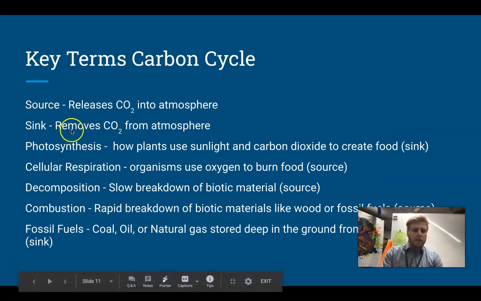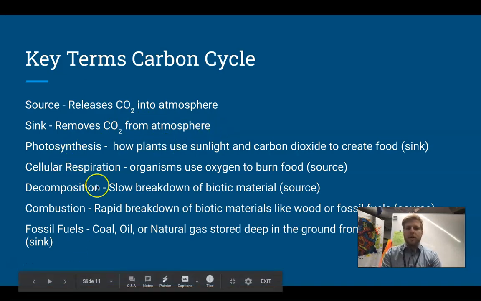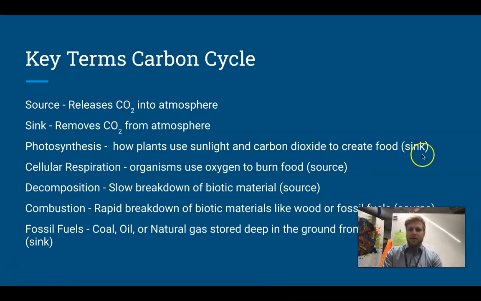So some key terms, as I mentioned before, a source is something that releases CO2 into the atmosphere in general. A sink is something that removes CO2 from the atmosphere. So here are some examples. You're going to write these into your notes. So photosynthesis is how plants use sunlight and carbon dioxide to create food. They actually pull carbon dioxide out of the air. I'm going to show you that chemical formula in just a moment.